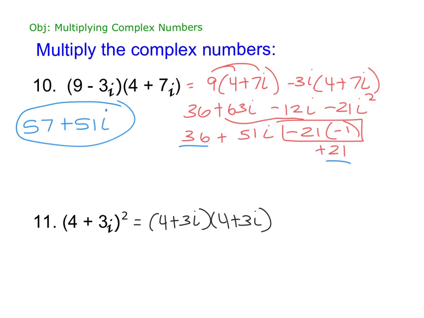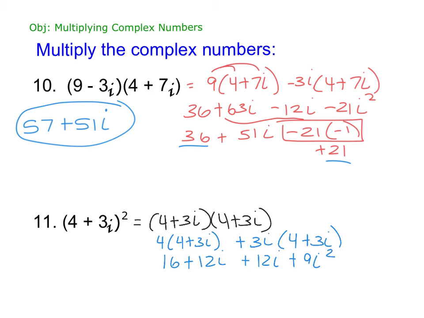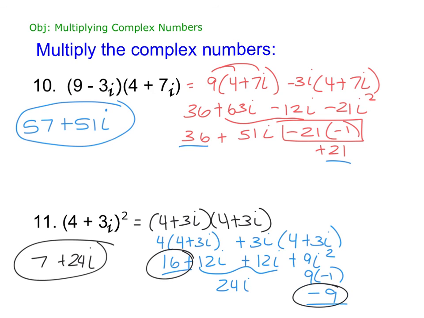All right, this is not 16 plus 9i squared. Do not fall into that trap. 4 times 4 plus 3i. 3i times 4 plus 3i. Don't take shortcuts. 16 plus 12i, 12i plus 9i squared. Middle gives us 24i. This is 9 times negative 1, which is negative 9. Negative 9 and 16 gives me a 7. So I get 7 plus 24i. Right? I have that 16, and the negative 9 gives me a 7.